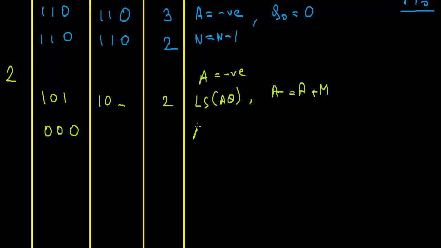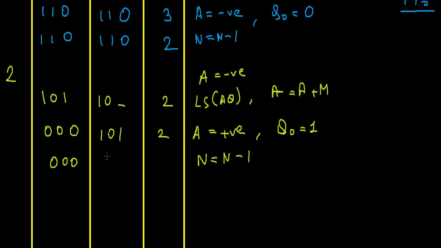Now we have to check the sign of A again. A here is now positive. So we need to perform Q0 equals 1. So we will place here 1 1 0 1. N will be 2. Now finally N equals N minus 1. So 0 0 0, 1 0 1, and it will be N. I'm just showing you what happened: 1 0 1 plus 0 1 1, so carry, and this was the sum of it.